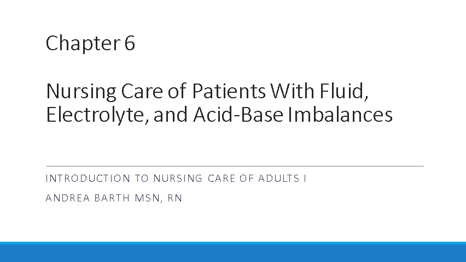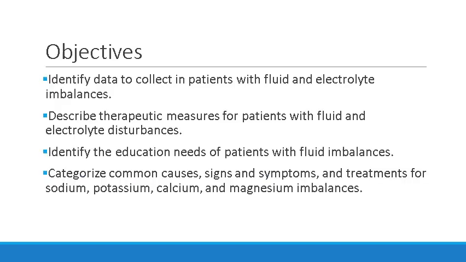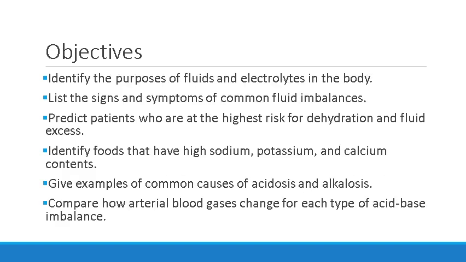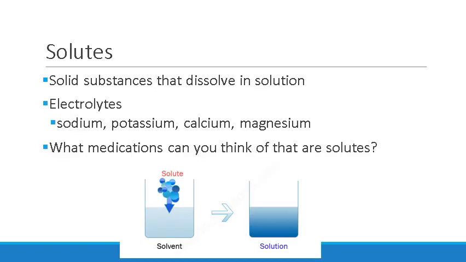Chapter 6 is what we'll go over here: nursing care of patients with fluid, electrolyte, and acid-base imbalances. The objectives are listed in your slides. Also, you can refer to the first page of chapter 6 in your textbook. They'll be listed there, as well as the objectives in your course guide, which is posted in Brightspace under content.